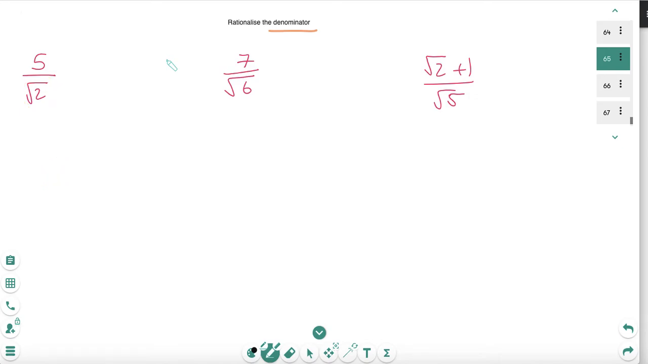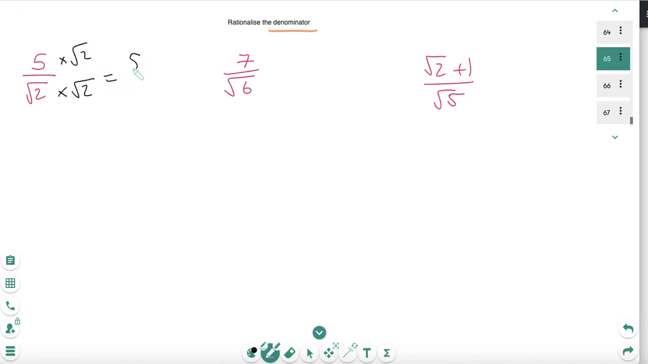All right. So now, when there's a single surd at the bottom, it's really easy. Later on, we're going to do things where there's a number being multiplied to a surd or a number being added to a surd. Don't worry about that now. When there's just a surd at the bottom, you multiply the bottom by the surd and multiply the top by the surd. That's it, guys. Easy peasy.